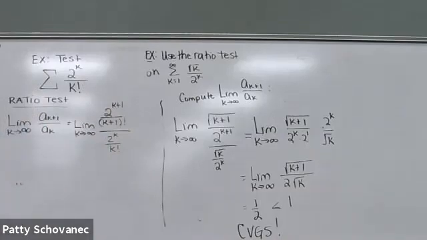So now I flip and multiply, and as I flip and multiply, I'm going to write 2 to the k plus 1 as 2 to the k times 2 to the 1.